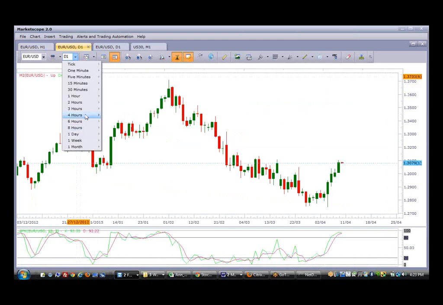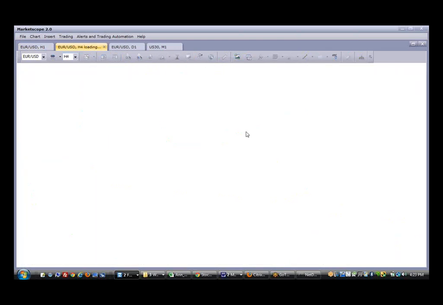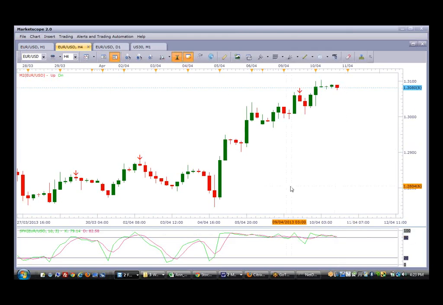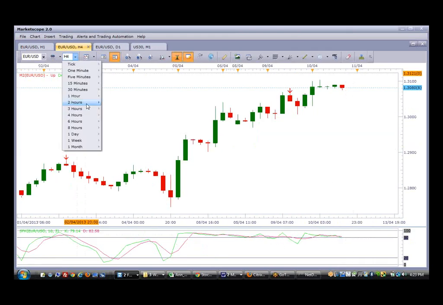M2 on the 4-hour chart. M2, it's in the overbought area on the 4 hours, but currently there's no setup. 1 hour.